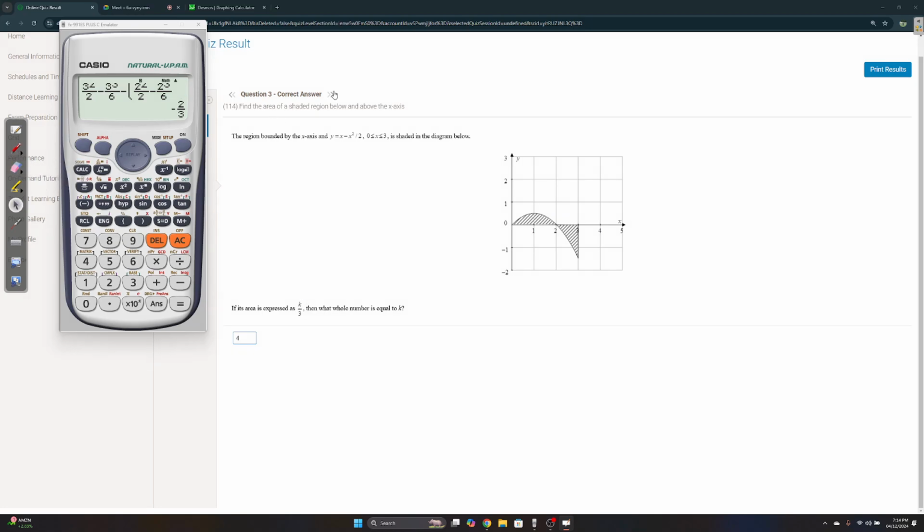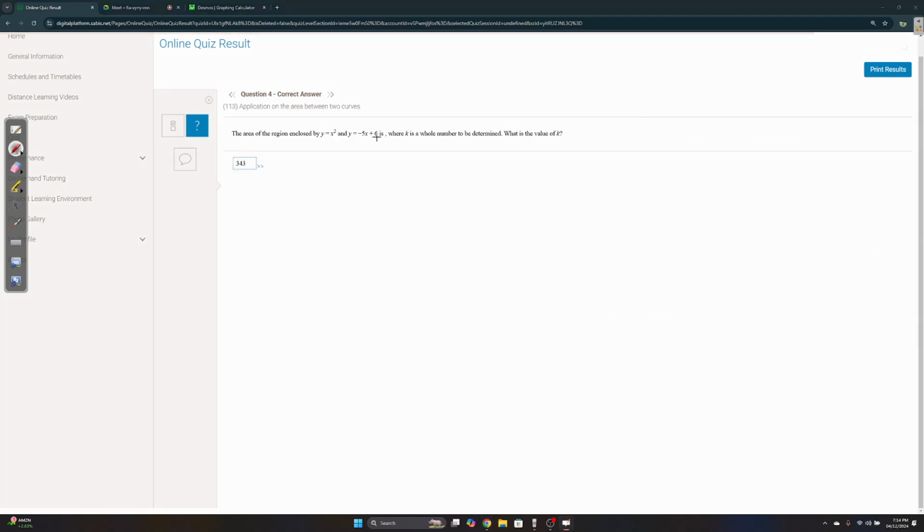Okay. Question 4. The area of the region enclosed by y equals x squared and y equals minus 5x plus 6 is k over 6. Remember, whenever you have two curves, you just subtract them. So it's going to be the integral of x squared minus, since it's an equation, you have to put the minus into the whole equation, not just put minus 5x plus 6. No, minus into minus 5x plus 6.